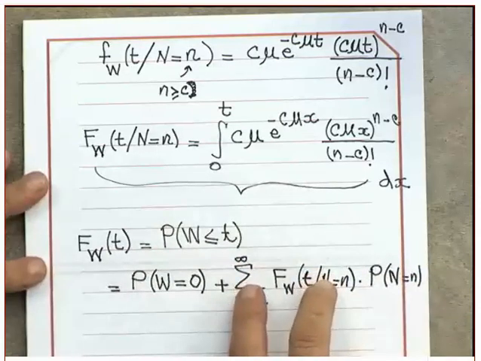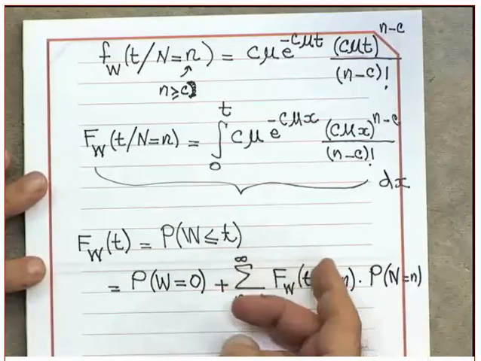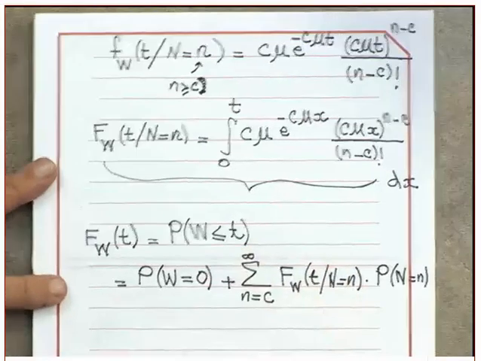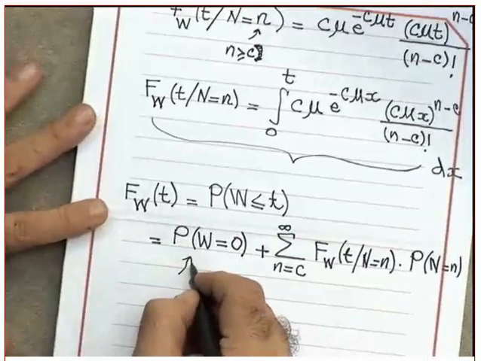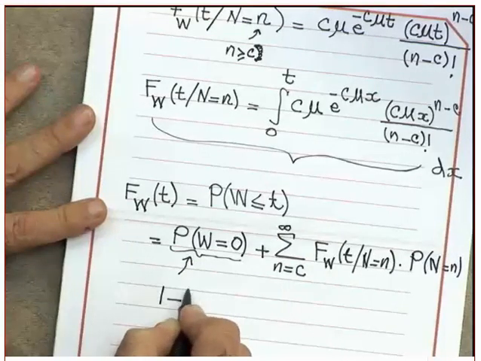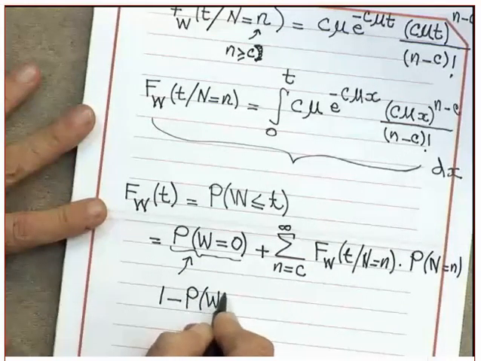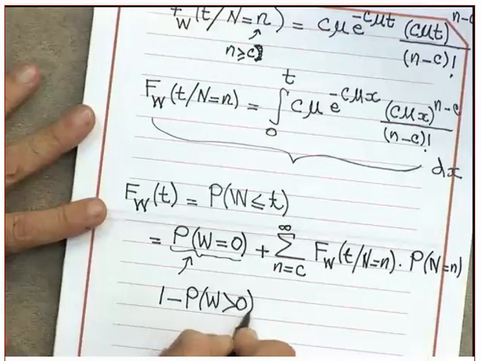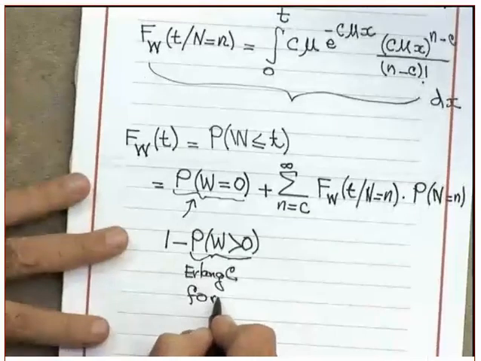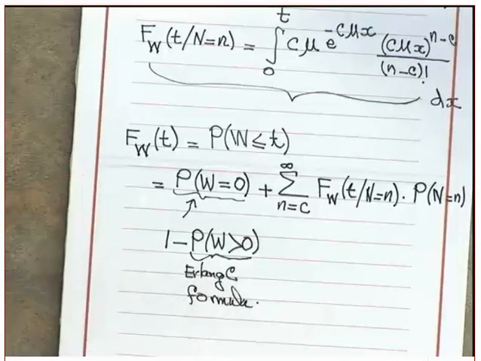And then, just like we did last time, you interchange the order of summation and integration. By the way, what is this? Tell me, what is this? This is 1 minus the probability that W is greater than 0. And what is this? Just this one. That's the Erlang C formula. Did you get it? You need to add.